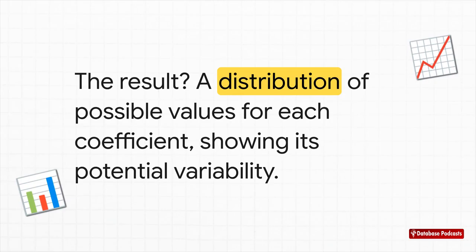So after you've done this 1,000 times, you don't just have one single value for your coefficient. Nope, you have 1,000 different values. And what this gives you is a beautiful distribution of all the possible values that coefficient could take. It's no longer just a single point. It's a whole landscape of possibilities, showing you the inherent uncertainty in your estimate.